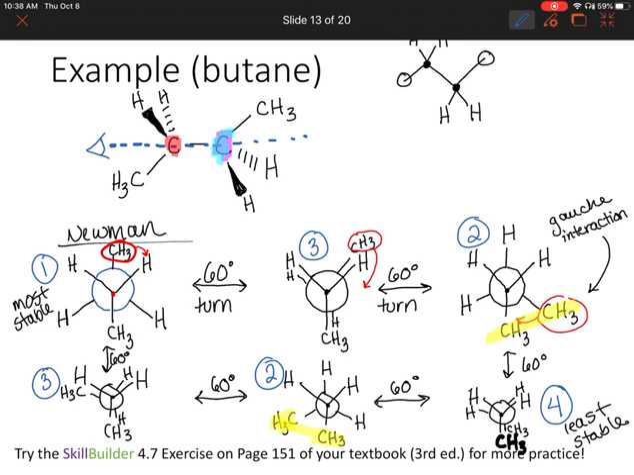Okay, so we have our most stable structure and our least stable structure. And there's actually a couple of other terms that we use to describe our most stable and least stable structures. So number 1, we say that the groups are staggered anti-periplanar.